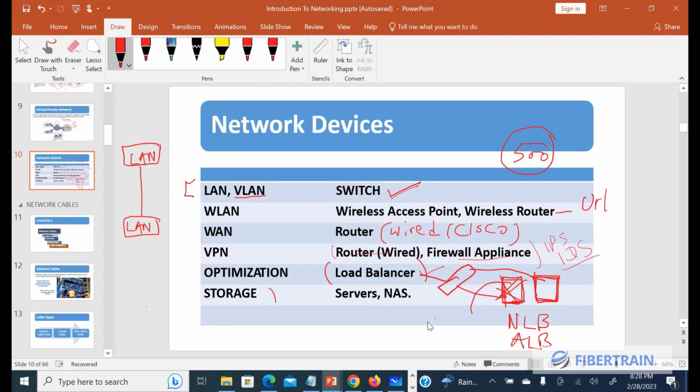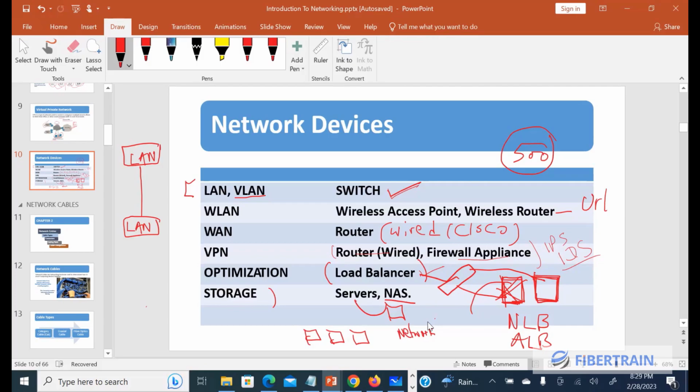So now we have storage. Once again, we need to store our employees' data in a central location, and that central location could be a server. It could also be a NAS. NAS is network attached storage. So it's a storage device that is connected to the network so that all the data or the documents that we have in our mobile devices, in our laptops, in our PCs could be centrally stored in a centrally configured network device, either a network server or network attached storage.